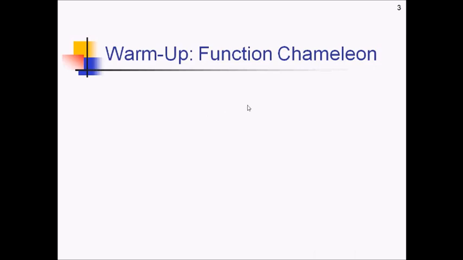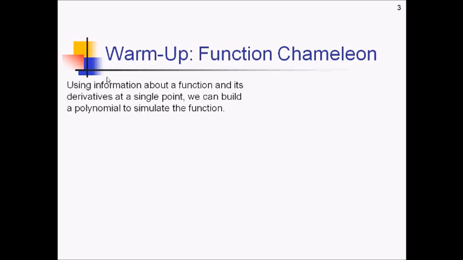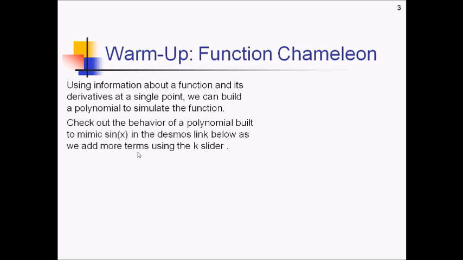So at some point in your mathematical career, you may have wondered why we care about polynomials, and your teacher might have told you, well, they're function chameleons. They can be made to look like any other function. We're going to see that in action today. It turns out using information about a function and its derivatives at a single point, we can make a polynomial that simulates that function. To see this in action, go ahead and check out the behavior of a polynomial built to mimic the sine function in this Desmos link below here.